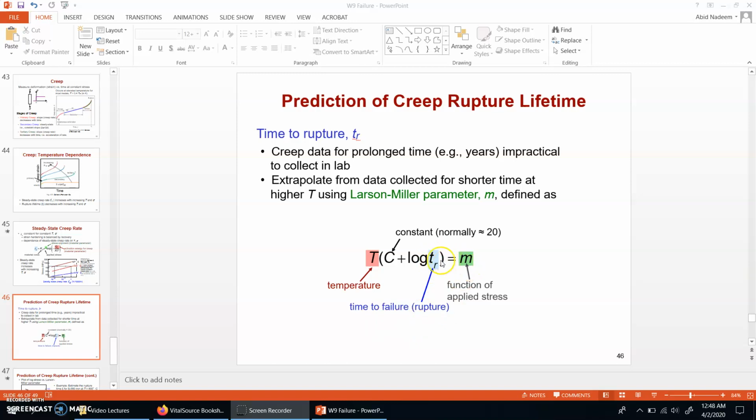So this equation says that for any combination of the rupture time and the temperature, and for a given material, this type of product will remain a constant. So that constant is called the Larsen-Miller parameter. Once that constant is chosen from the charts, then we can choose the temperature and the time to rupture from these relationships.